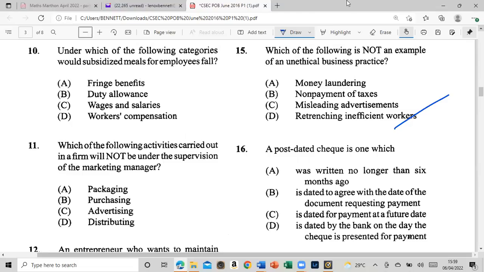And number 10 is fringe benefit. All right, number 11, which of the following activities carried out in a firm will not be under the supervision of the marketing manager? Notice the word will not. Is it the packaging, the purchasing, the advertising, or the distributing? And that could be B. Remember, you're marketing, right? You want to purchase something for sale, purchase the raw materials and stuff.